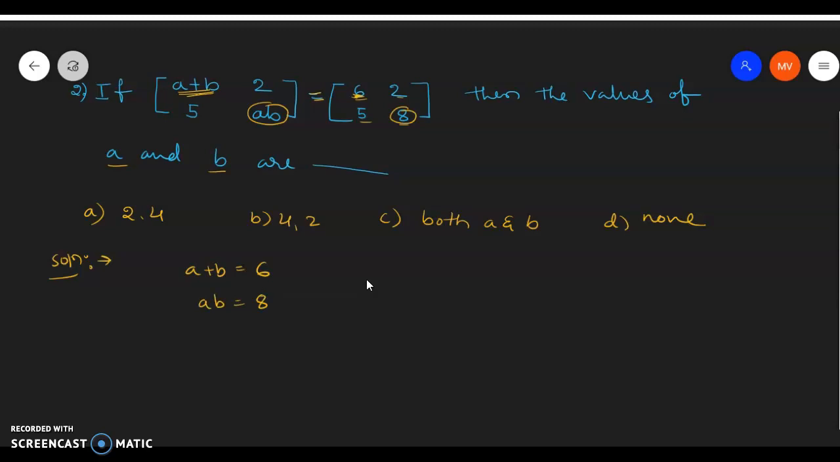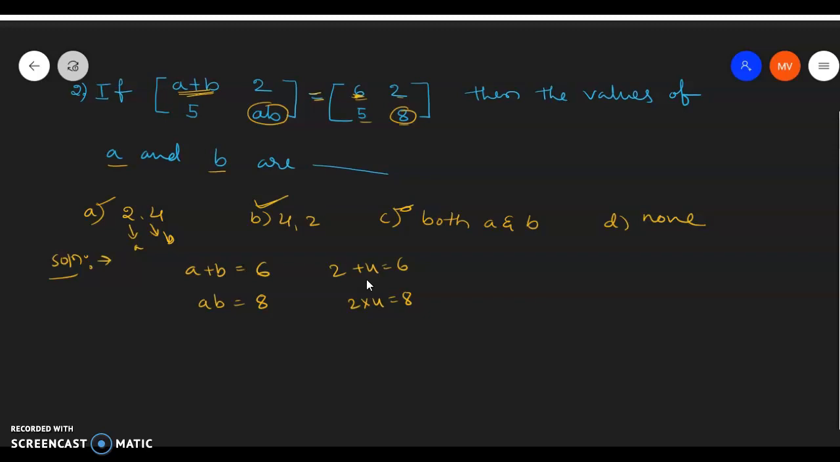So let's check option A, option B and option C directly. As option C is not given, let me check option A as well as option B. If I take A value as 2 and B value as 4, what will happen? This will be 2 plus 4, which is equal to 6, and 2 into 4 will be 8. Yes, it holds good. Even then, let's check this B also. Who knows? It may also be correct.